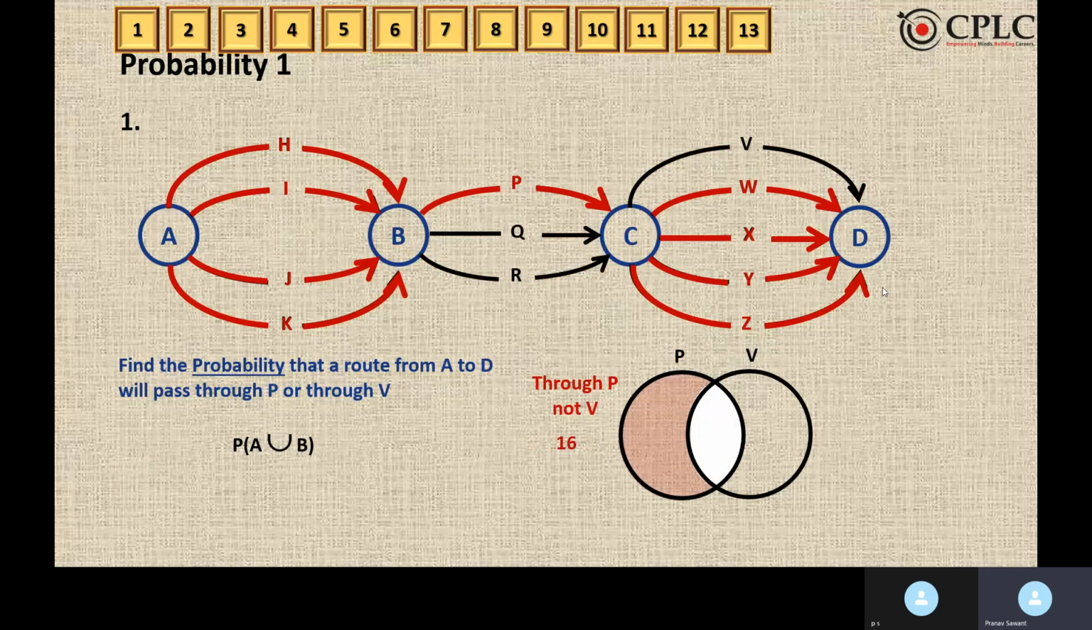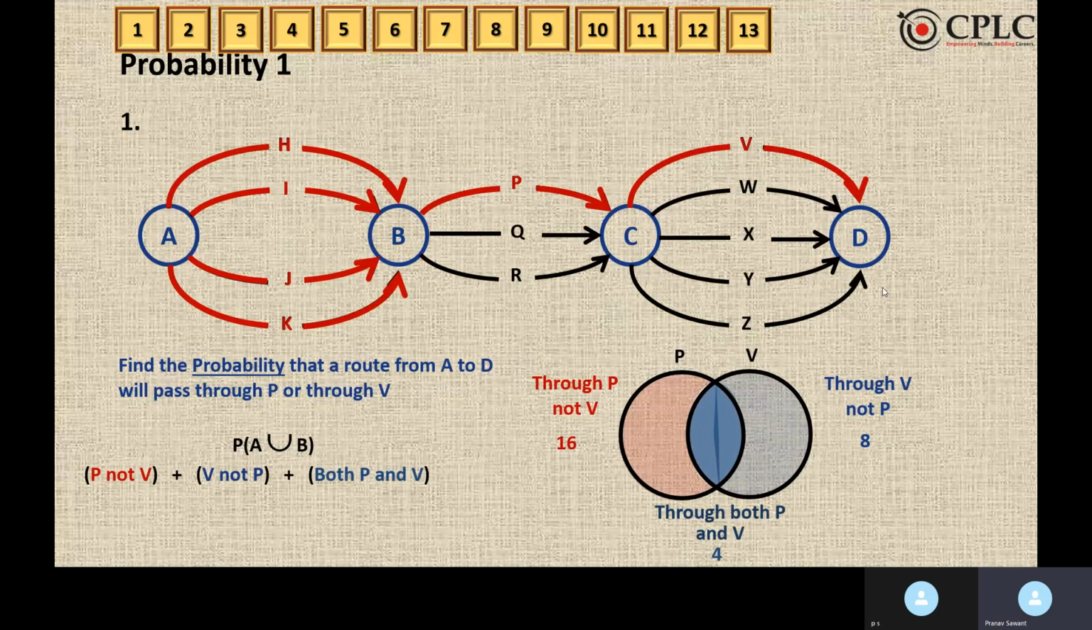So that's 16. Now, only through V, but not through P, there are 4 into 2, because we are only passing through V, but not through P. 4 into 2 into 1, that is 8. And now, let's calculate through both P and V. So if both P and V, we just have to consider P and V. So 4 from A to B, B to C there's 1, C to D there's 1. So 4 into 1 into 1, that's 4.